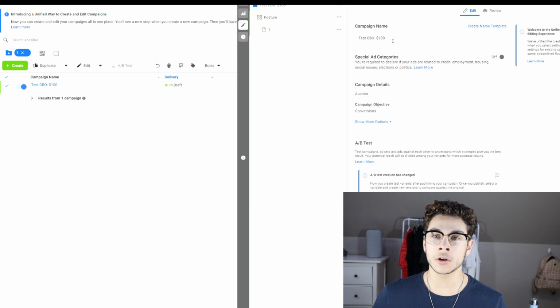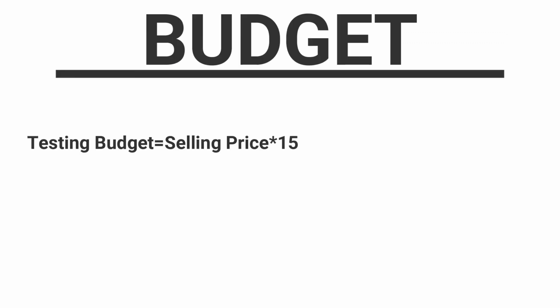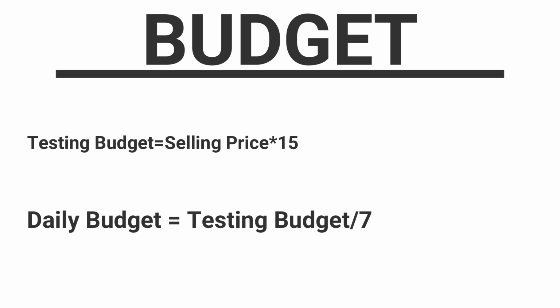But typically what you want to do is take the selling price of your product, multiply that by 15 to get the total ad budget for testing purposes. So if you exceed that budget and you're getting terrible results, then I would highly recommend doing away with the product, even after you've tested and optimized and everything. But yeah, that's sort of the ad budget. And then in order to get the daily budget, I would divide the total ad budget by 7. But anyways, that is why I named it that.